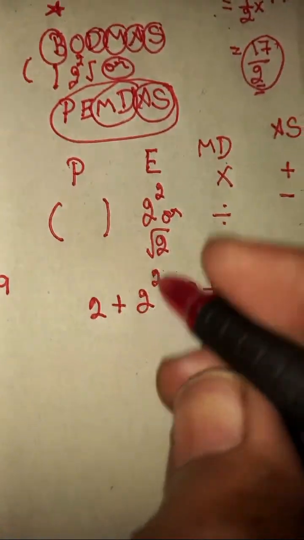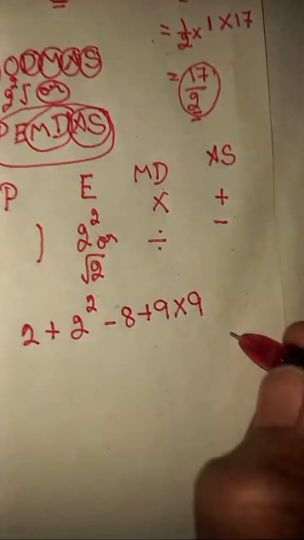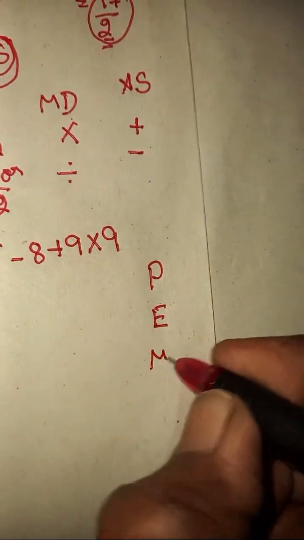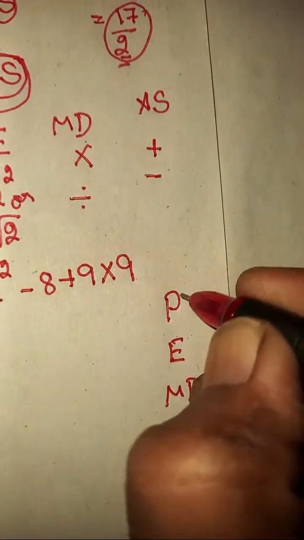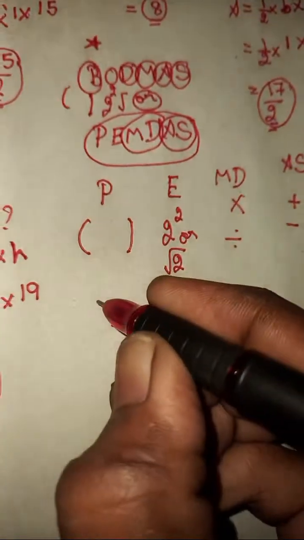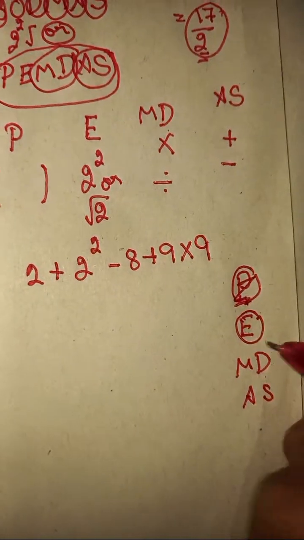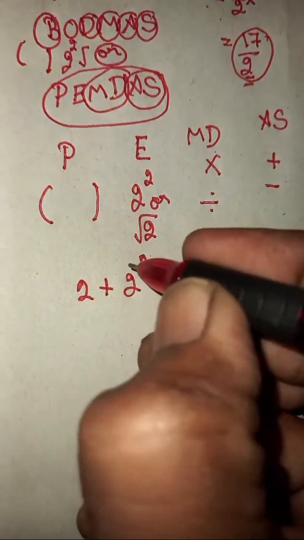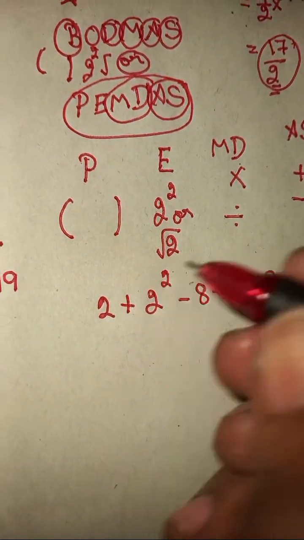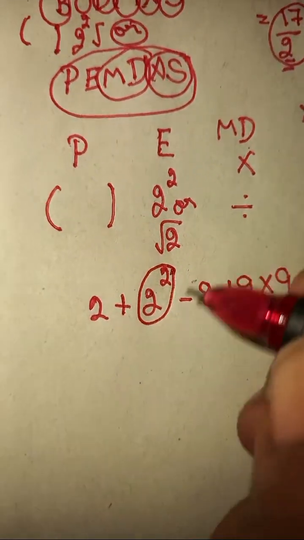Now see this. First you must follow the PEMDAS rule. First is parenthesis. Here there are no brackets, so there is no parenthesis. We can go for exponents. Here there is one exponent, so we must first come to this, that is 2 square.